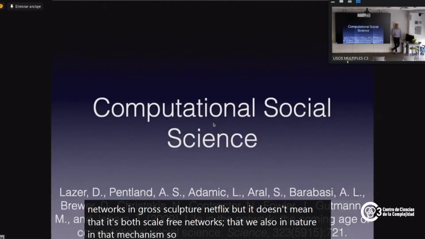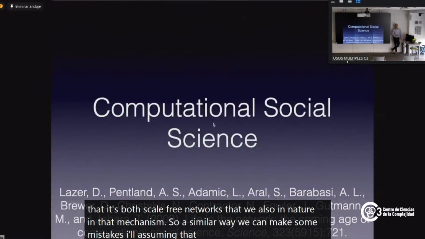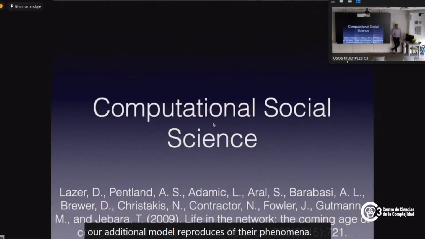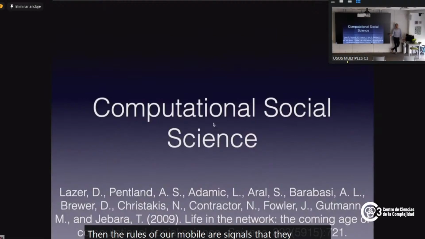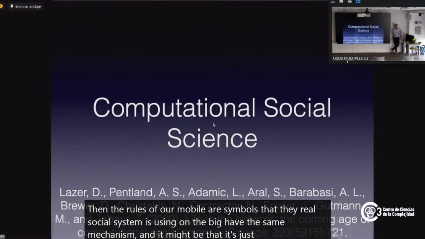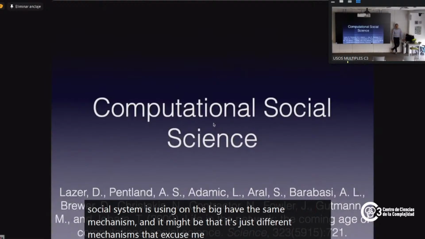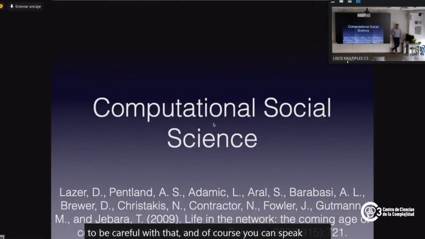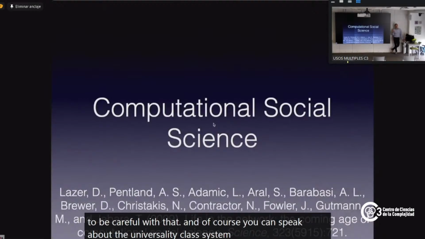So in a similar way, we can make some mistakes by assuming that our computational model reproduces observed phenomena, then the rules of our model are the same rules that the real social system is using. I mean, that they have the same mechanism. And it might be that it's just different mechanisms that exhibit the same properties. So we have to be careful with that. And of course, we can speak about universality classes and what we mentioned.